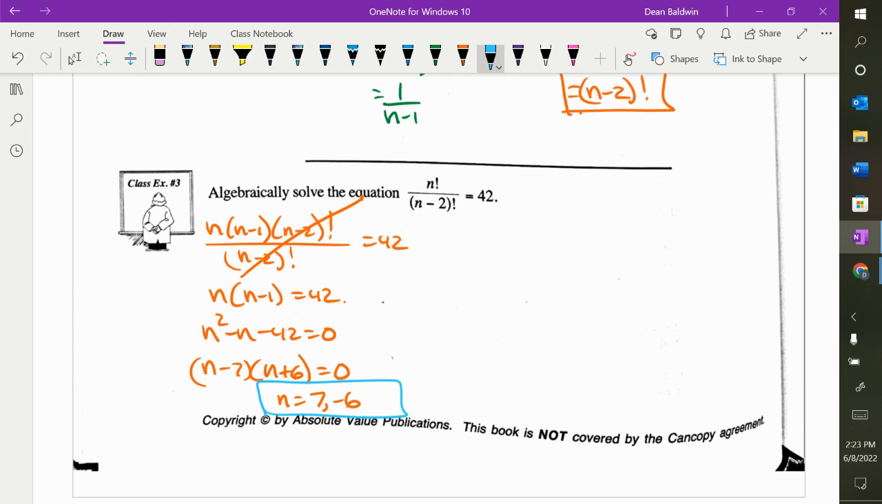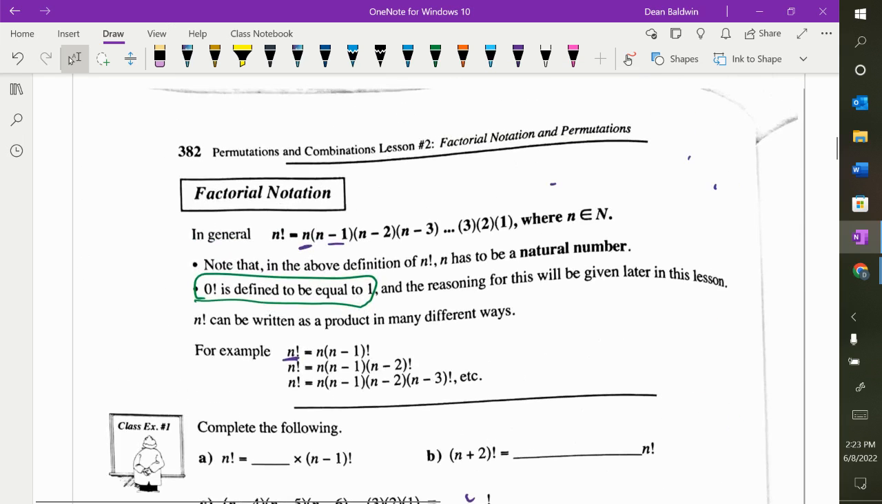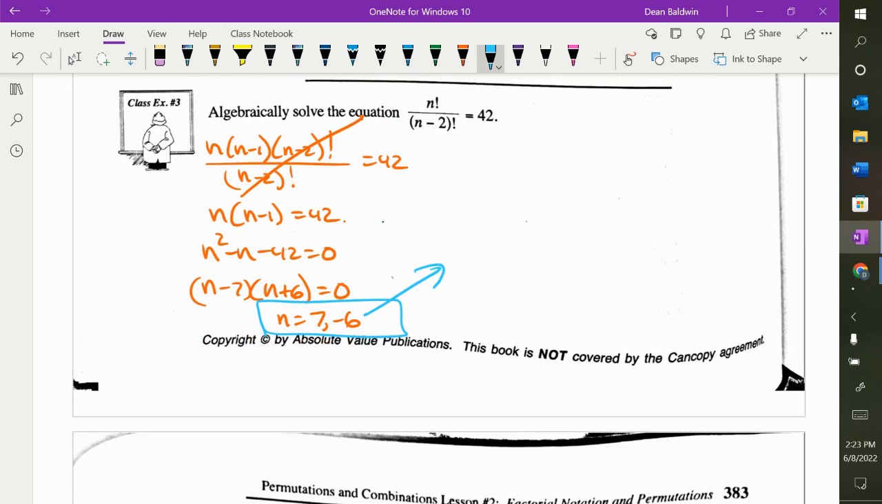Bilal's the man. Are you allowed to have a negative number when you're doing this? Yes. No. What's the definition of n? Natural numbers. Are natural numbers negative? Yes. No, it's 1, 2, 3, 4. They're positive. You can't have a negative.